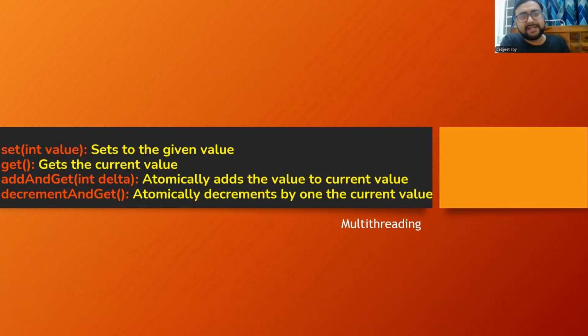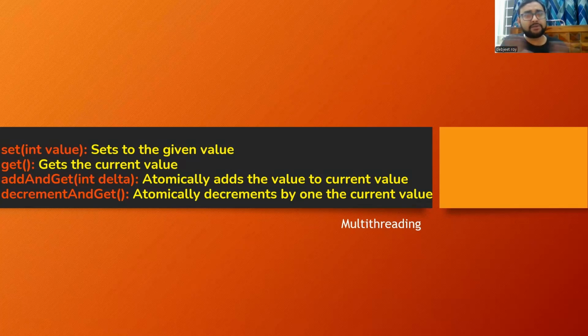Similarly, there's decrementAndGet. It will decrement the data by 1 and return the current value. These are the important methods that we most commonly use. If you are not using the first and second, then the third and fourth ones, addAndGet and decrementAndGet, I have personally used in my project. So this is very much important. So this part with respect to the slide is done.